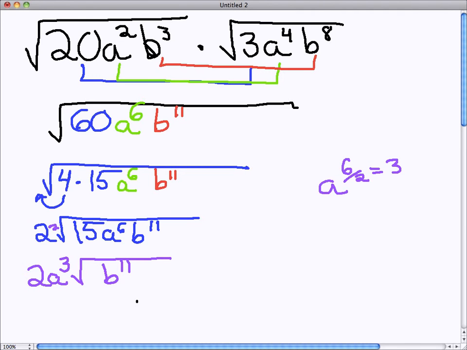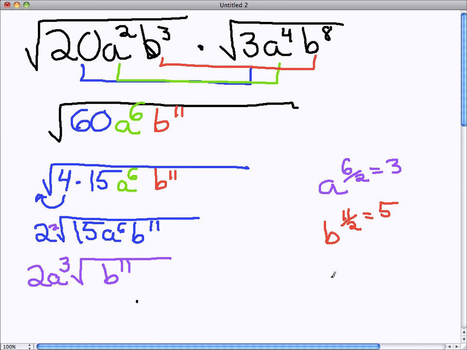And now we're going to deal with the b's. The b has an 11. And this one isn't going to work as nicely. I can't take out just a nice even number of groups. So I'm going to have somebody that's left behind. The biggest number of groups I can take out is 5, because 2 goes into 11 5 times, with a little bit left over.